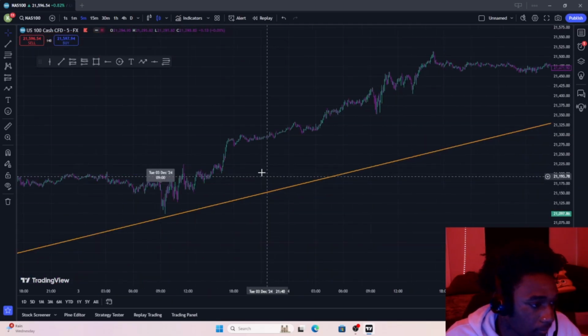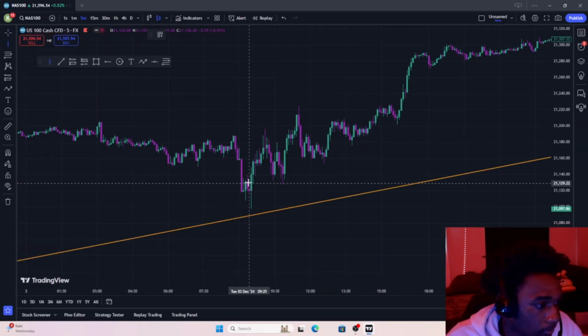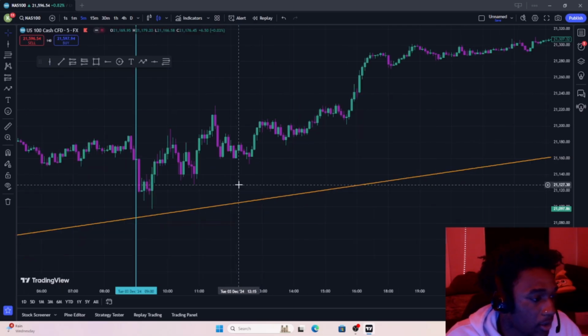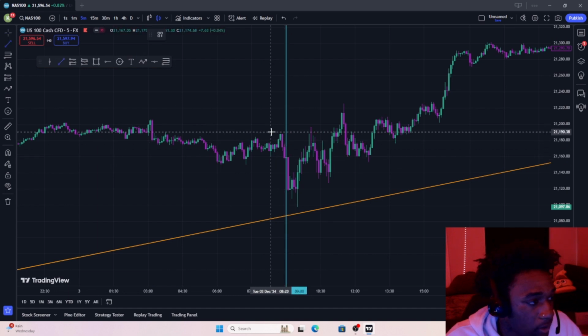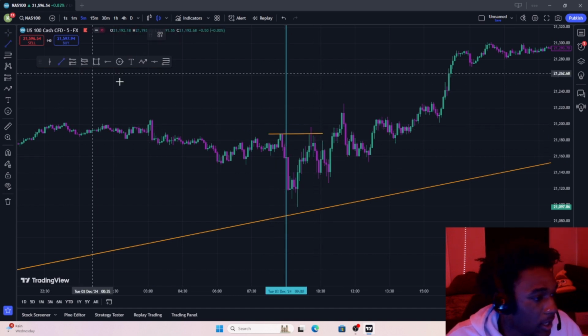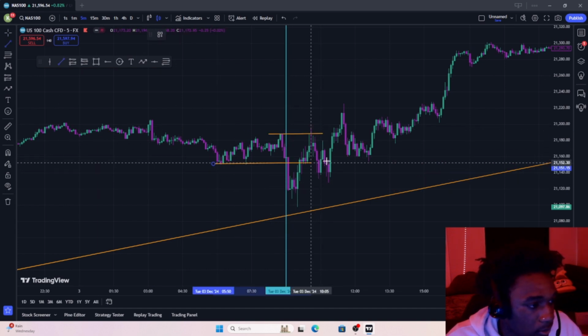Literally the same thing. Came into the market at 9 a.m., so I'm going to mark up the 9 a.m. candle, which is right here. We know we're looking for buys. When I came into the market, we had a resistance right here and we had support right here. We see that price is respecting this area.